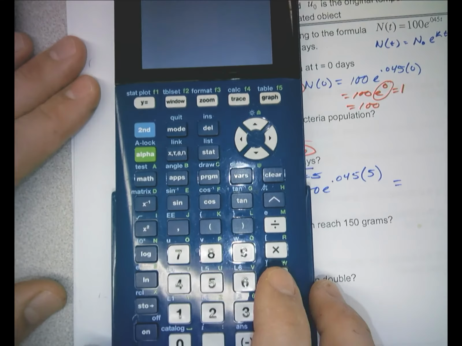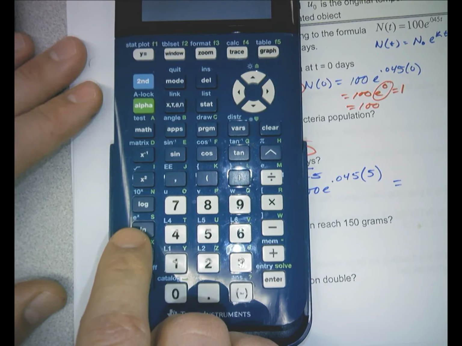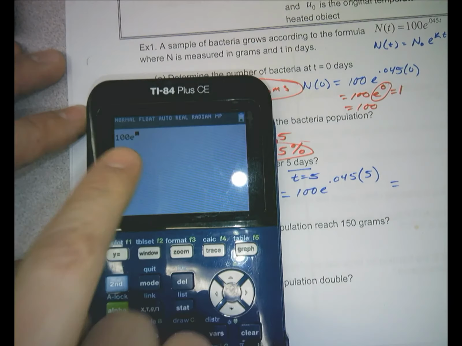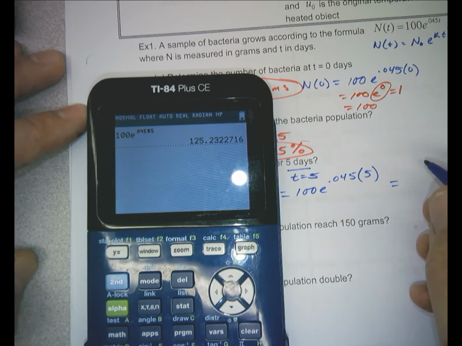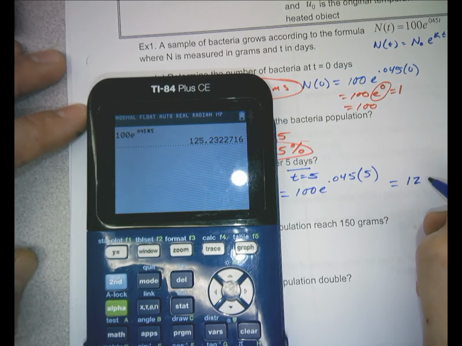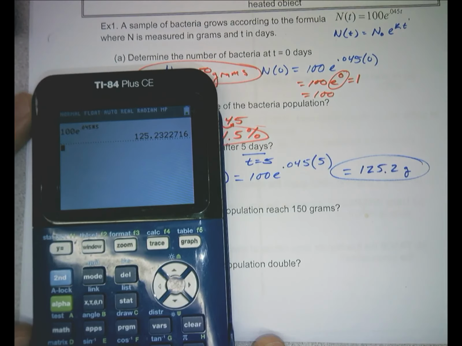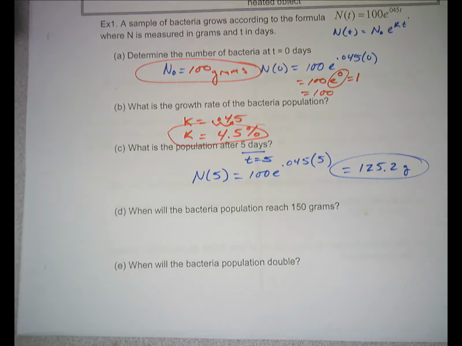Remember, e is right here next to the 4. Take a look. That's natural log, but press second natural log. That's e to the power. So that's e to the power of 0.045 times 5. Press enter. And after 5 days, it went from 100 grams up to 125.2 grams. So that's the final answer. They might ask now what happens in 10 days and what happens in 15. We're just replacing the t value. Plug in and chug in.